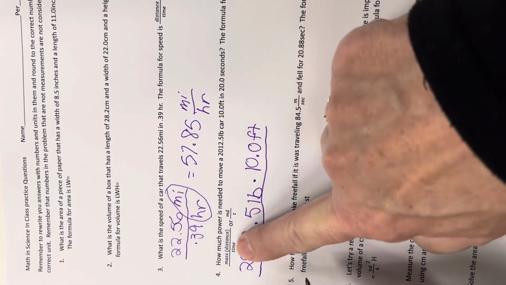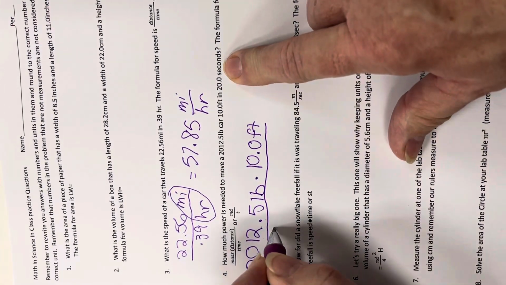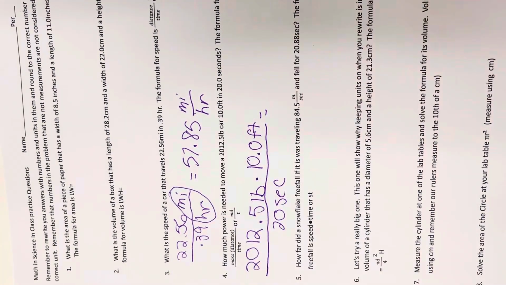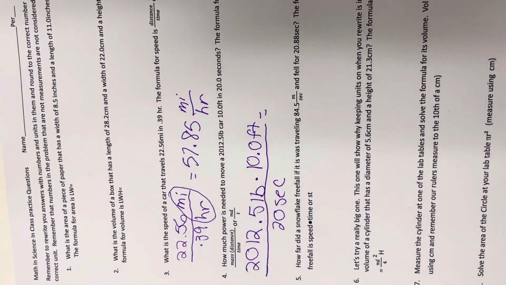You're going to divide that by time, which is 20 seconds. Notice I'm rewriting the formula with the numbers and units in it. It's a requirement. 2012.5 times 10.